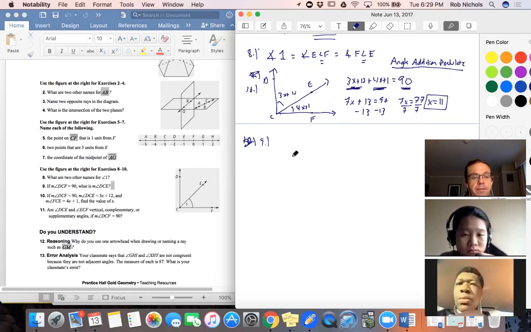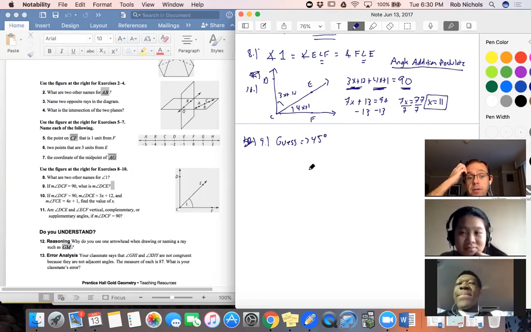If DCF is 90 degrees, what's the measure of DCE? Do we know? I think 45. Okay, good guess. So it's a guess. It's 45. Why did you guess that, Ratara? Because I just divide by 2. Yeah. Now, we can do that if we know that CE is what? So this is 45. Correct, if. This is a big if.